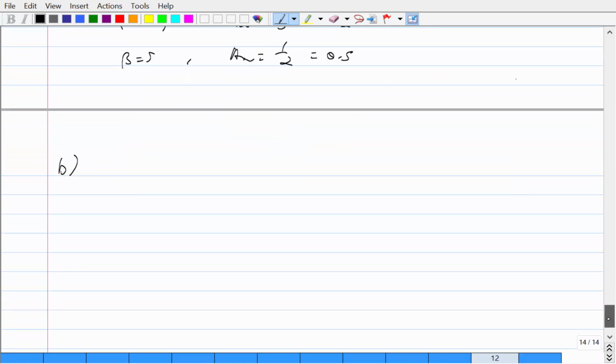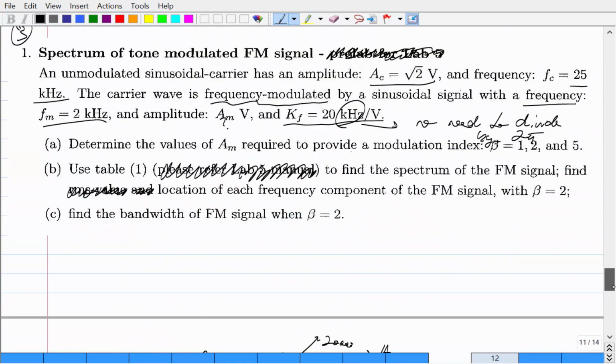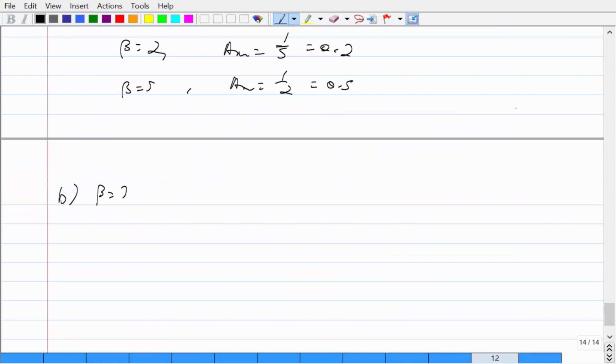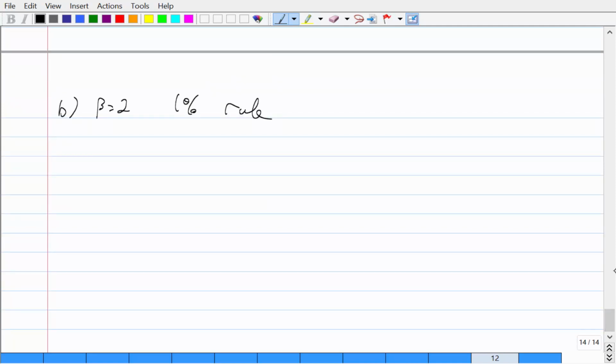Okay, so let's see here. The modulation index is 2. We're also going to use the 1% rule. What the 1% rule means is that when you take a look at your Bessel coefficients, you choose as many coefficients as there are where the magnitude is 0.01 or more. Anything less than that, you remove.